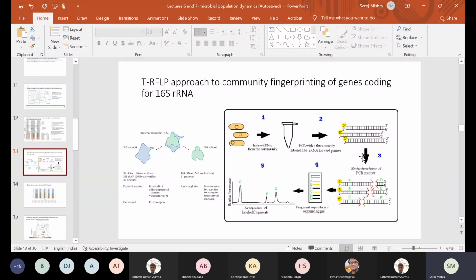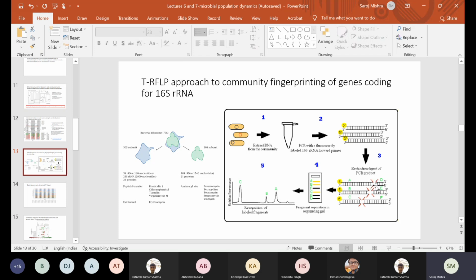The next thing you do is carry out restriction digestion of the PCR product. Now consider that these 3 molecules belong to 3 different bacteria. All the DNA fragments obtained are fluorescently labeled, and they are subjected to digestion by one enzyme, I think it was MspI or something. Because they originate from 3 different bacteria, the chances are that this MspI site is going to be at different locations in these 3 amplified DNA molecules.